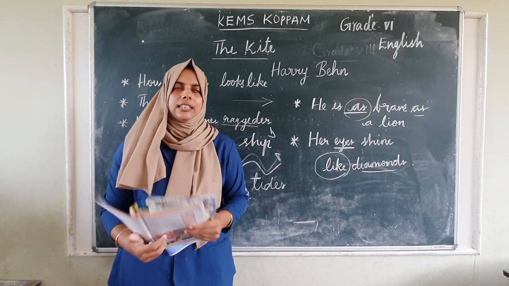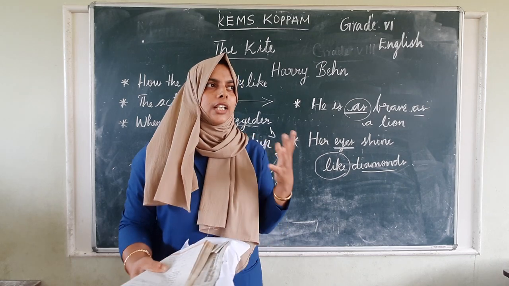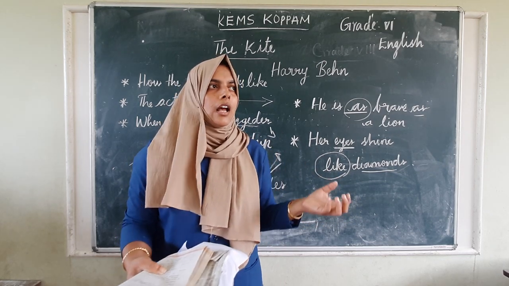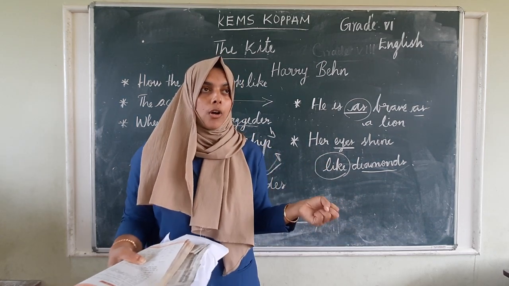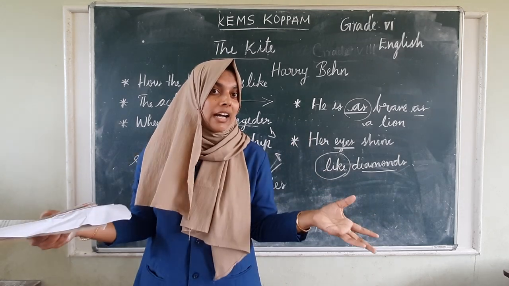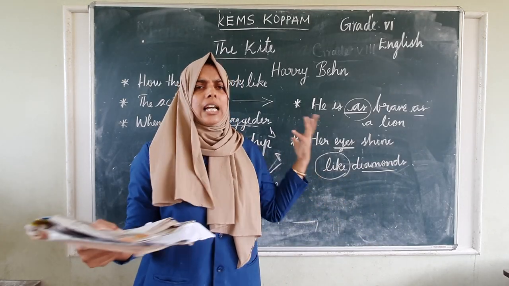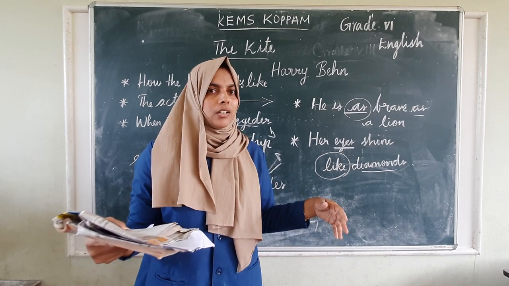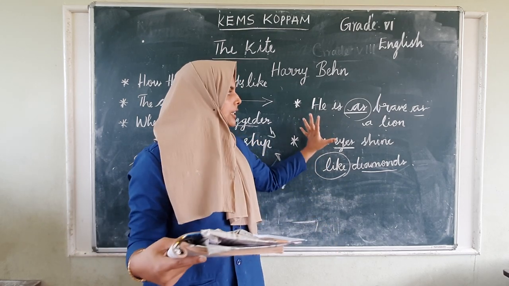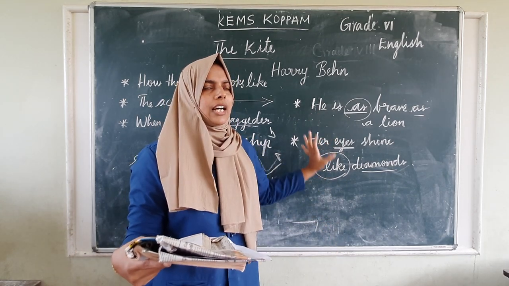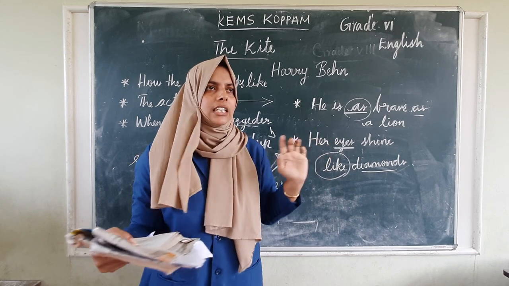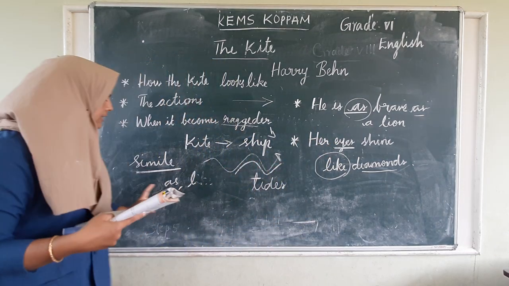And she sings like an angel. And he is as cunning as a fox. And she smiles like a monkey. And she slept like a log. So this poetic device used by the poet in this poem is called simile.